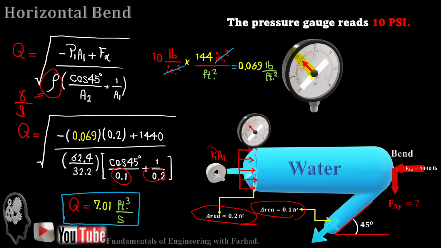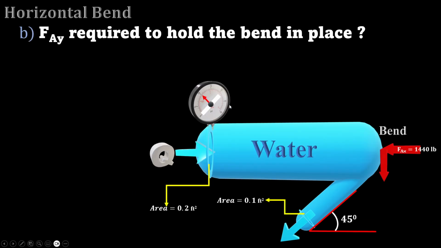If you do the math, it gives a discharge of almost 7 feet cubed per second. That's the first part of our problem. The second part is the calculation of F sub Ay. By intuition, we can see that if the water comes through this horizontal bend and shoots down through this part of the bend, the force needed to keep the bend in place should be upward. So this arrow is not in the correct direction.